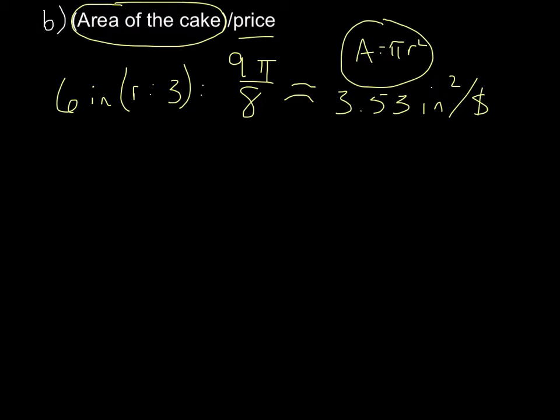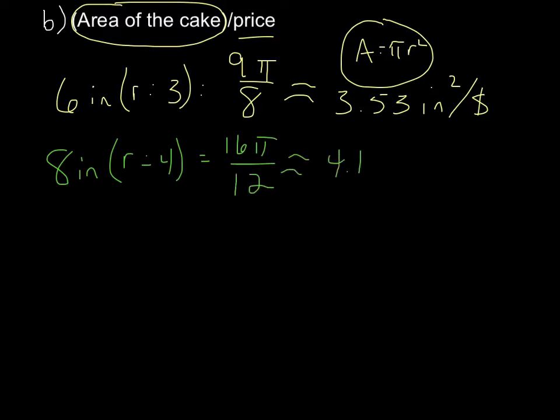All right, for the 8-inch cheesecake, your radius would be 4. 4 squared is 16 pi. Divided by the price, it was $12. Here you get, no, you get 4.19 square inches per dollar. So you get more bang for your buck with the 8-inch cheesecake than you do the 6-inch cheesecake.